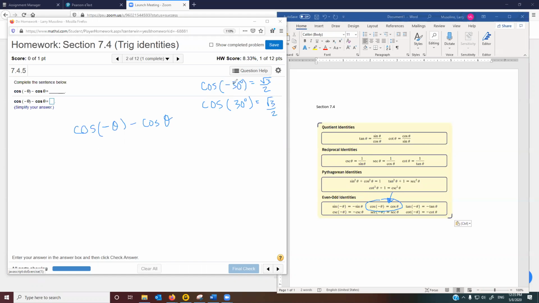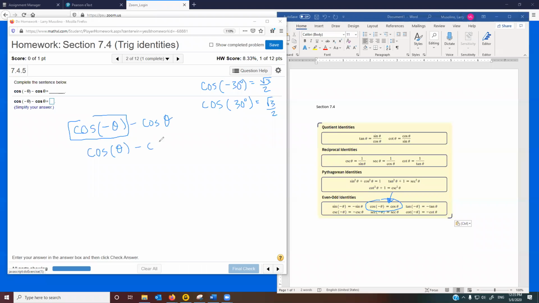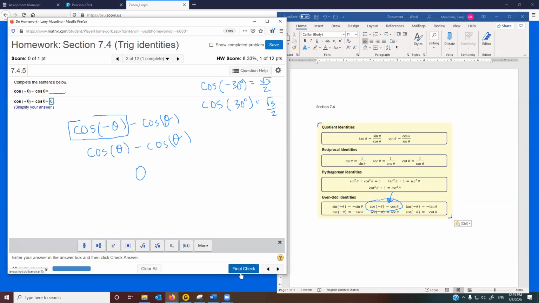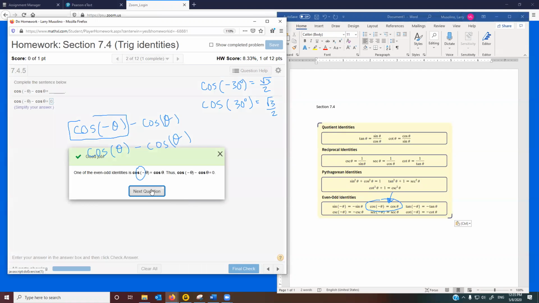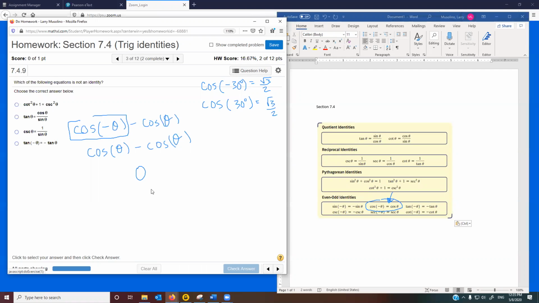So notice the cosine of -30 is the same as cosine 30. That's why this identity makes sense, and it tells me that this cosine of negative theta, I can just replace with cosine theta. That's what that even-odd identity tells me to do. But now I have cosine theta minus cosine theta, and of course, that's just 0. So the answer to this question should be just 0. All right, let's go to the next one.